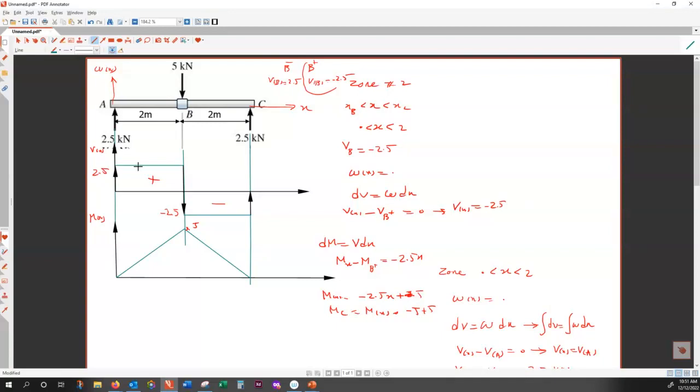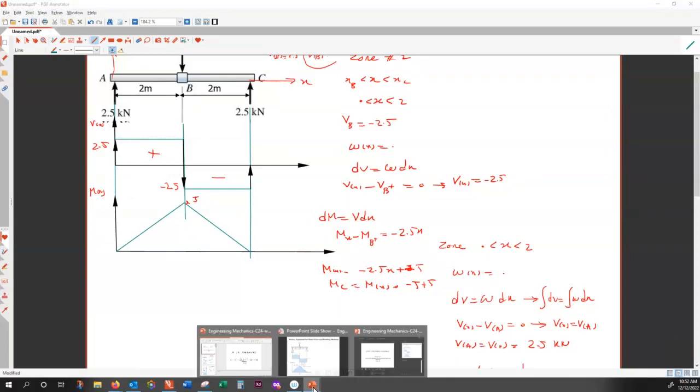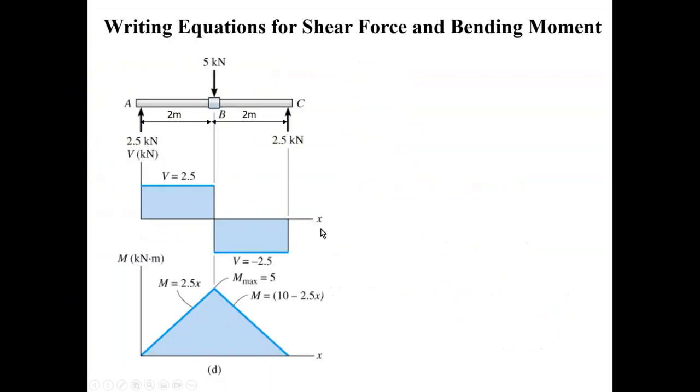But these two maximums cannot be compared together because one has the unit of Newton, the other one has the unit of Newton meter. So in the upcoming weeks, we find out by introducing a new variable called stress, we can compare which one is more critical. Is this the shear which is more critical to initiate the crack, or is this the bending moment? All right, let's get back to the slides.